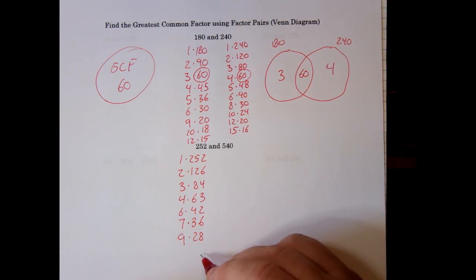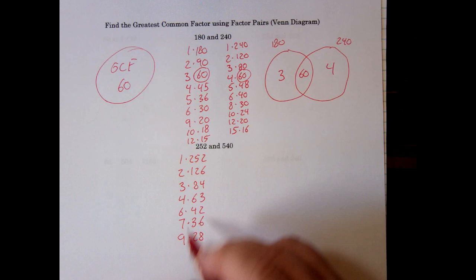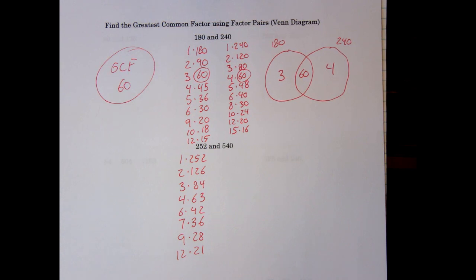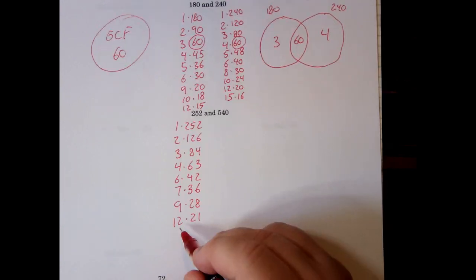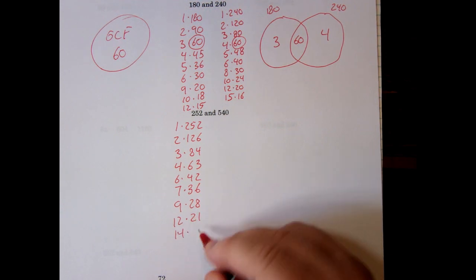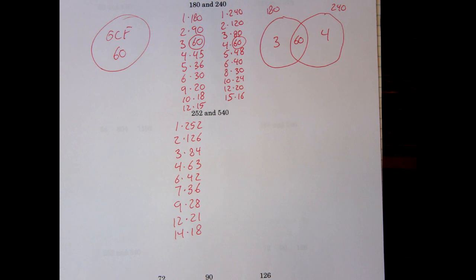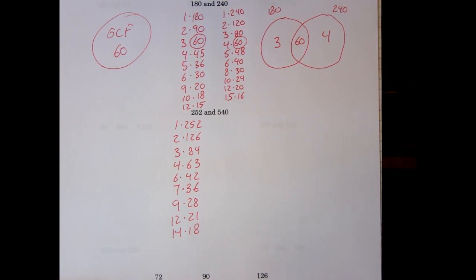11's not going to work. 12, we can double the 6 and take half of 42. And 13, and then 14, because you can double the 7 and take half of 36. 15, no. 16, 8 didn't work. And so that's our list for 252.